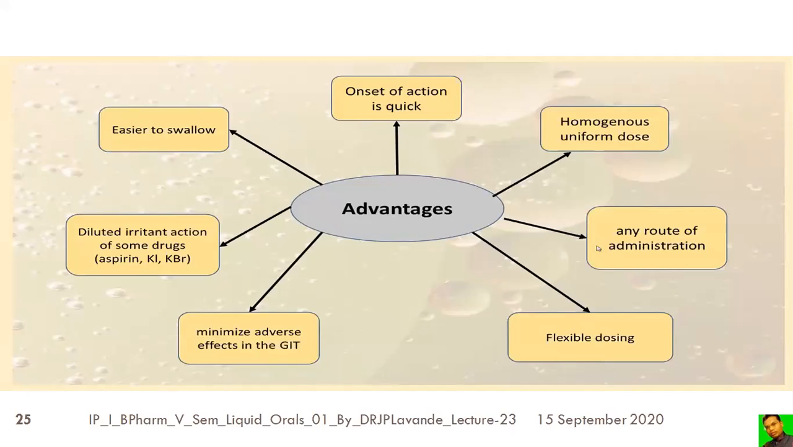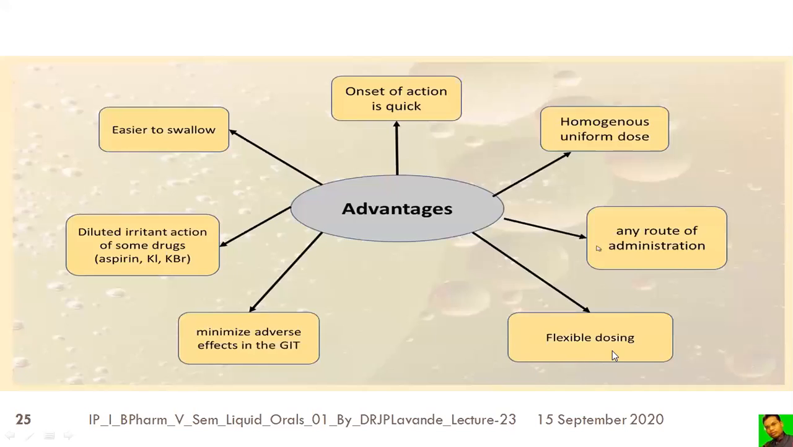The solutions are homogeneous and they contain uniformity of dose distribution, right? Because in the case of tablets, sometimes the tablet may contain less or more drug substance, but the solution will contain the equal amount. So there is a homogeneous distribution of the drug substance. These can be given by any route, isn't it? These can be taken by oral route, by parenteral route, or by topical route.